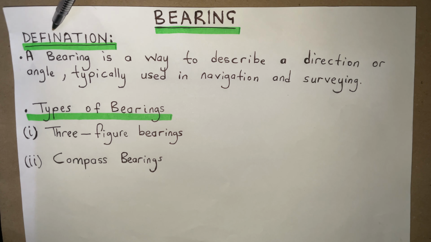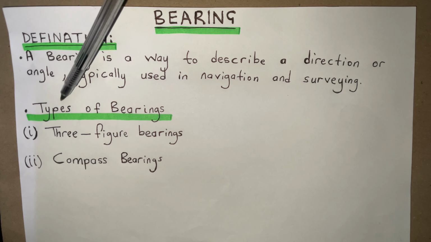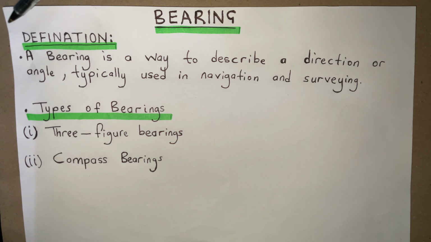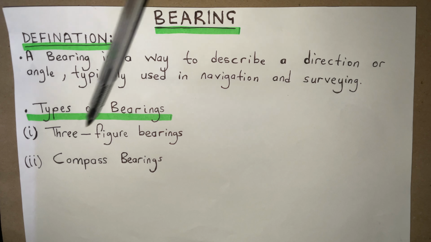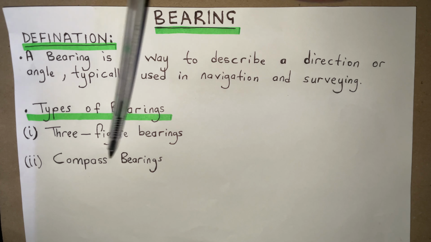First of all, I start with the definition. A bearing is a way to describe a direction or angle, typically used in navigation and surveying. It's just a way to describe a direction or an angle. Primarily there are two types of bearings. Three-figure bearings, also called true bearings, and secondly, we've got compass bearings.